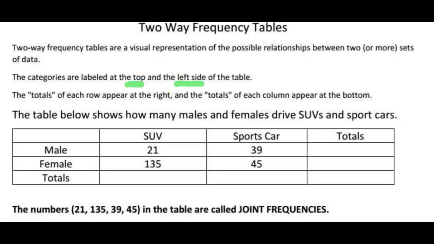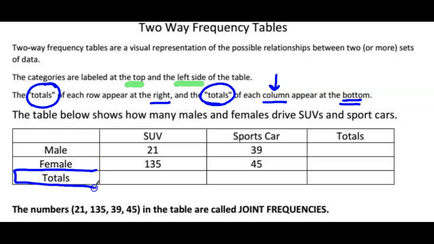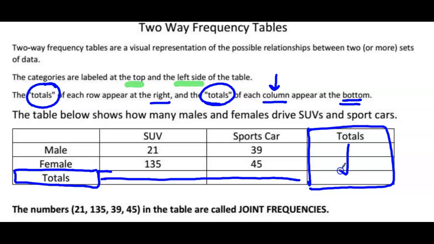Next, the totals of each row appear at the right, and the totals of each column, columns are up and down, appear at the bottom. So I'm going to go in blue here. These are the totals going across. This row will be totals, and then here on the right, going down the column, these will be totals. I'm going to get rid of those, but that's where the totals are.